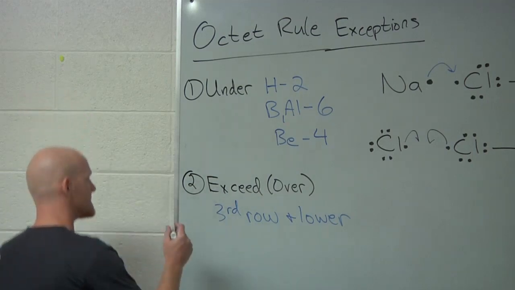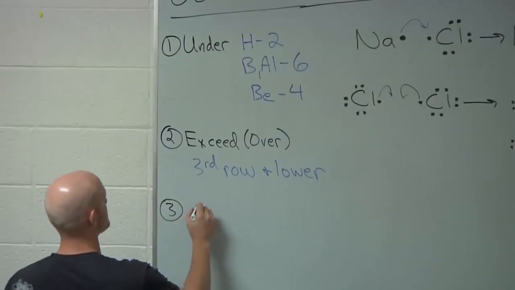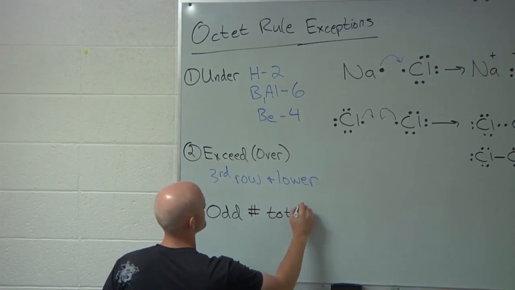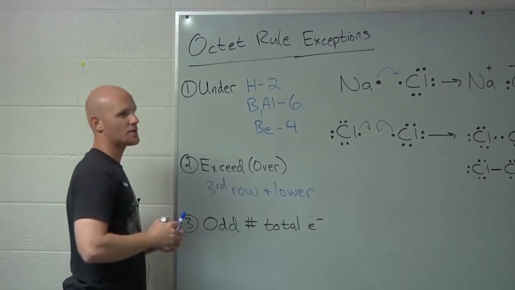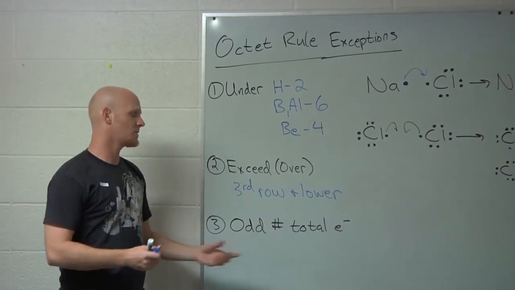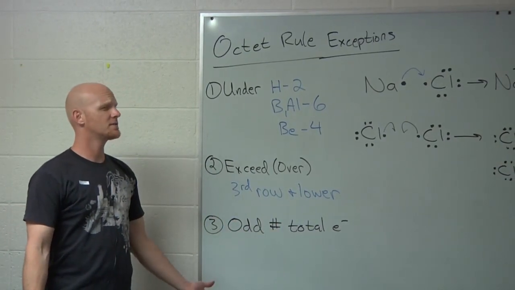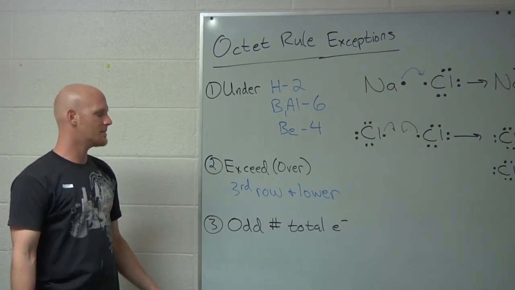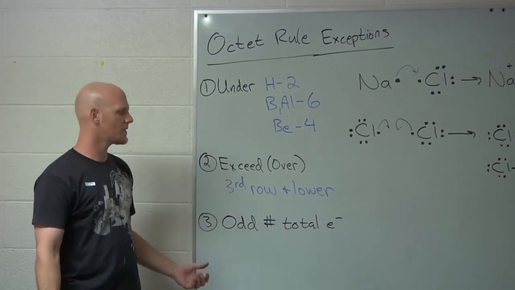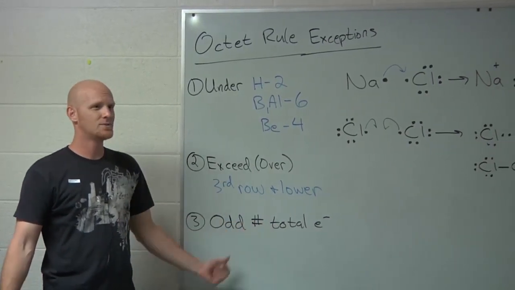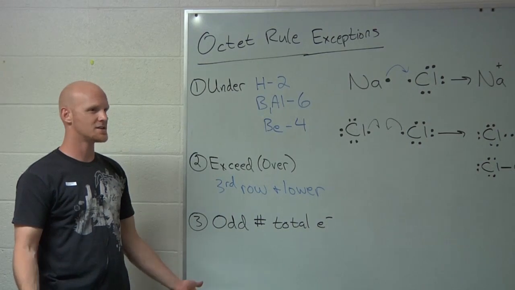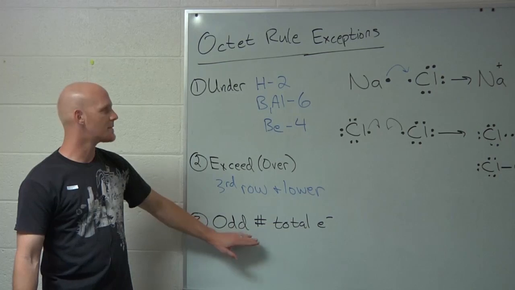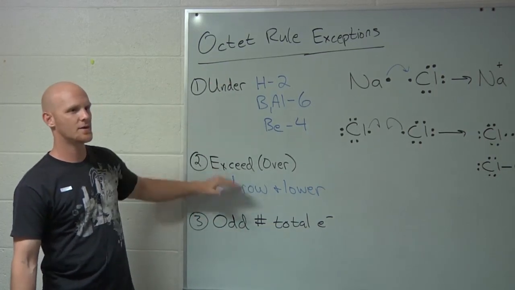And then your last example of an octet rule exception: if you have an odd number of total valence electrons. If everybody has 8, adding up even numbers you have to get an even number. But if a molecule's total number of electrons is odd, you can't get everybody a filled octet. It's impossible. This happens very rarely though. So it's not the most likely exception, but the other 2 happen all the time and you've got to recognize examples of both.